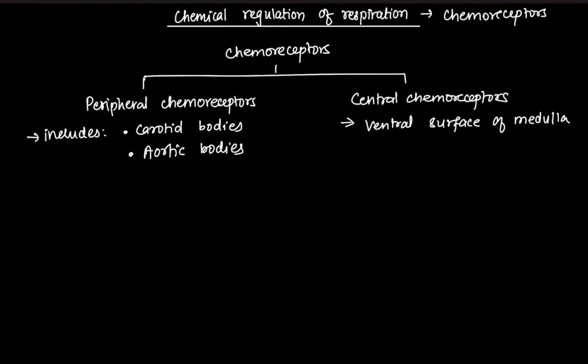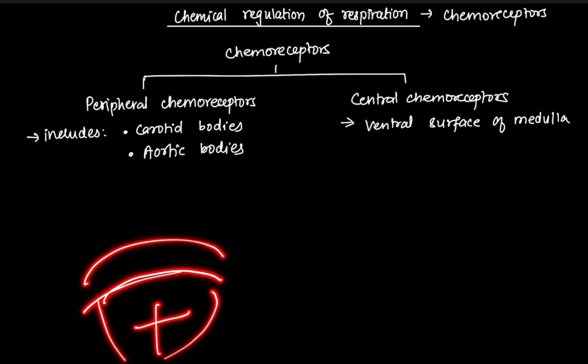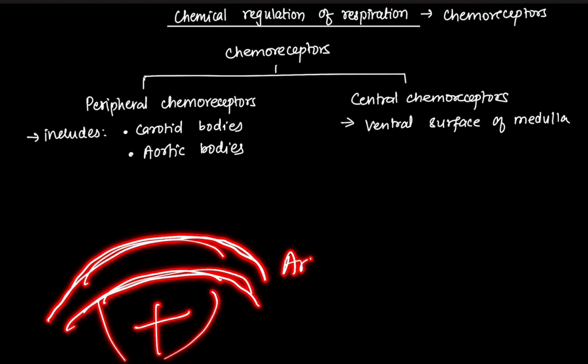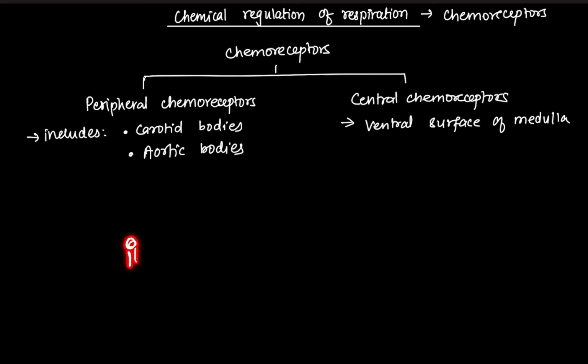Now if you ask me where these bodies are located, by the name itself you can understand that the aortic bodies are located in the aorta, right? If this is your heart, down here, and this is the aorta, then this part of the aorta is known as the arch of aorta, right? In this arch of aorta there are various tennis racket like structures. These tennis racket like structures are none other than the aortic bodies. So these aortic bodies are present at the level of the aortic arch, right?